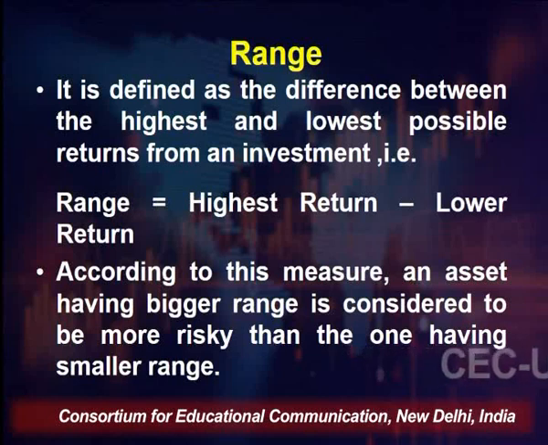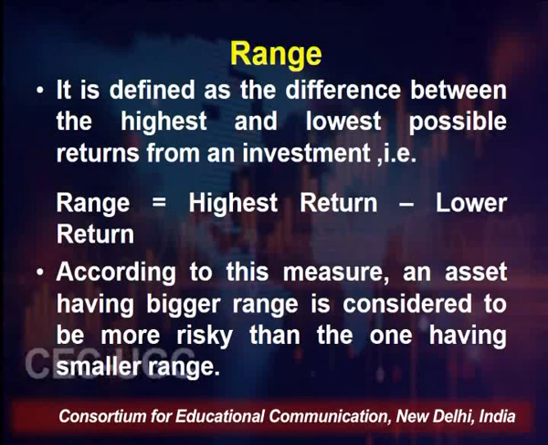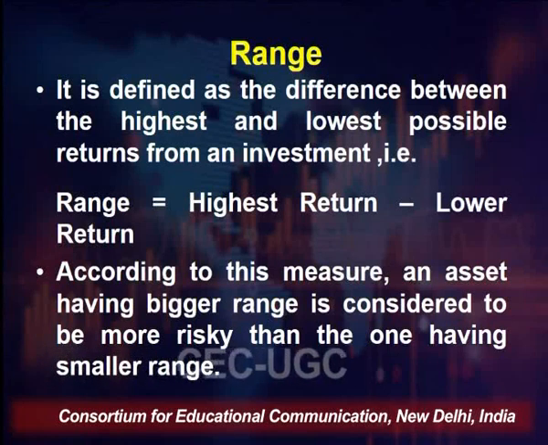According to this measure, an asset having a bigger range is considered to be more risky than the one having a smaller range. So when we talk of the range, you differentiate the two and find out the range. If the range is high, it means the asset is more risky. If the range is low, it means the asset is less risky.